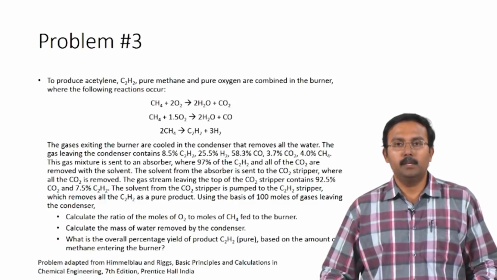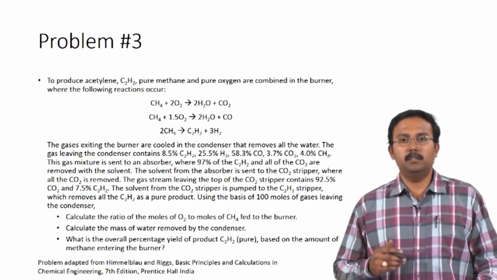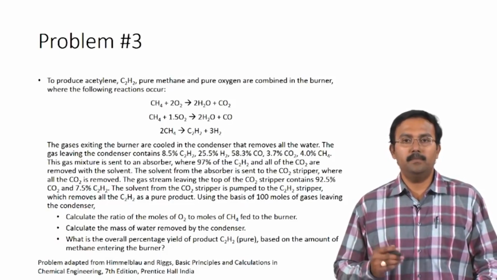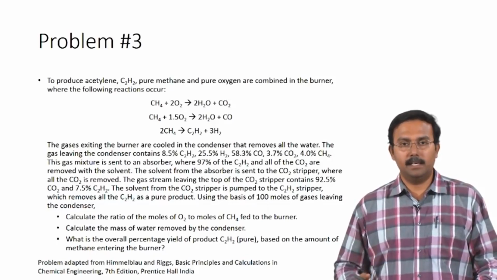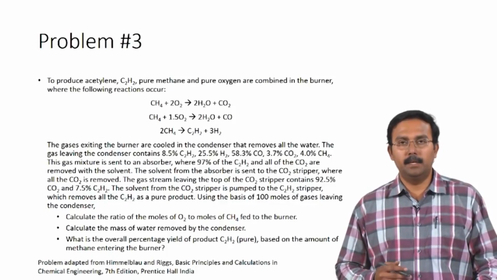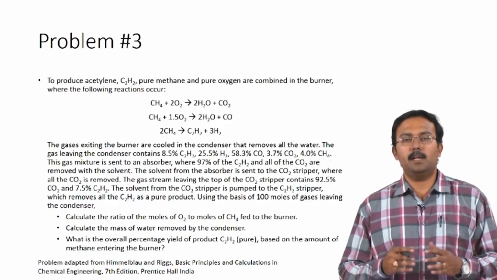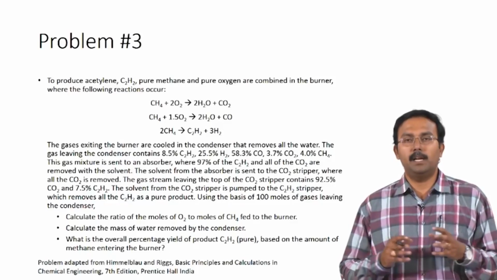Using the basis of 100 moles of gas leaving the condenser, calculate the ratio of the moles of oxygen to the moles of methane fed to the burner, calculate the mass of water removed by the condenser, and what is the overall percentage yield of product which is acetylene pure based on the amount of methane entering the burner. So, now this is a much more complicated problem than what we have been looking at because there are multiple reactions and also multiple systems.